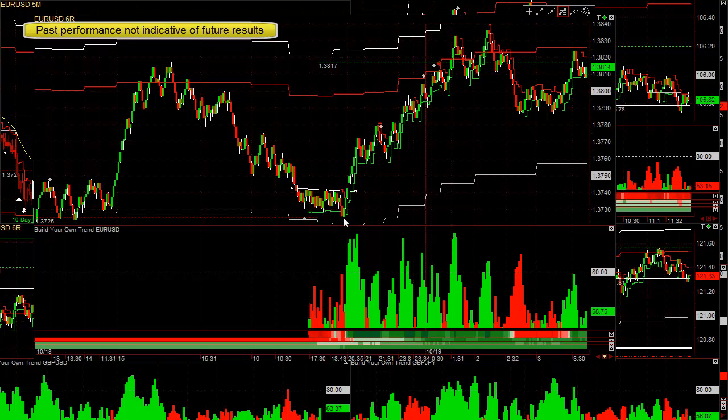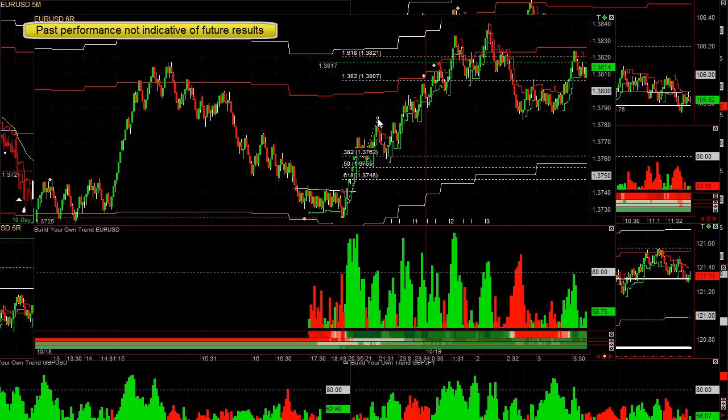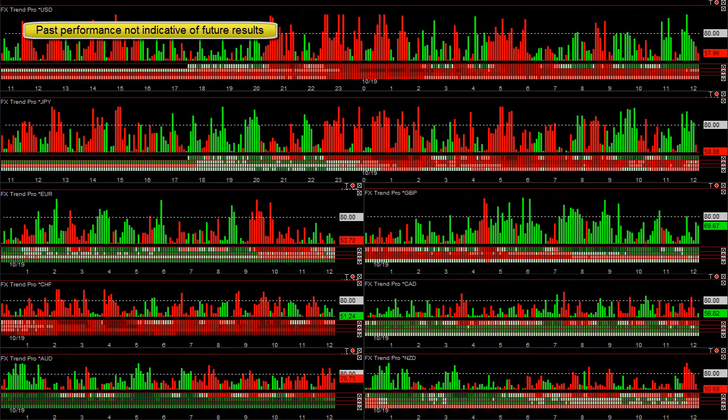Plus, you can also use the fib targets on range charts very well. If you bought this little pullback, most of the time it's going to work its way up to the fib target. And previous day's high is also another resistance area. So that was one trade last night.